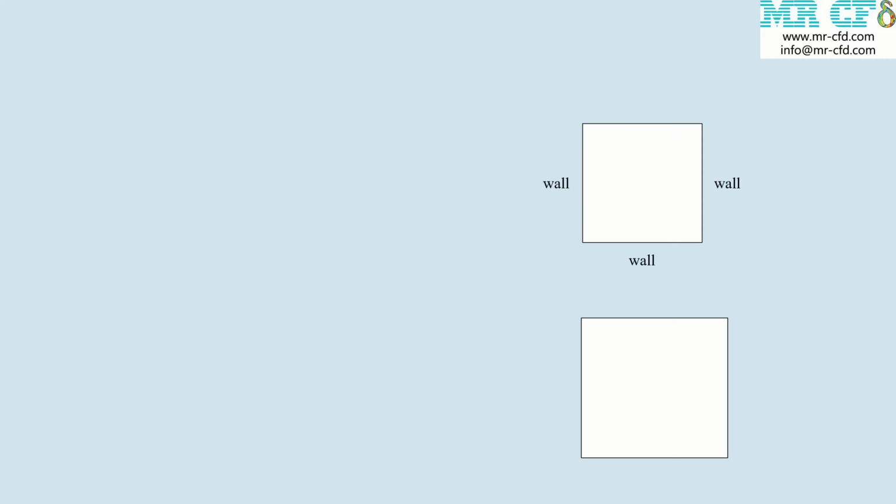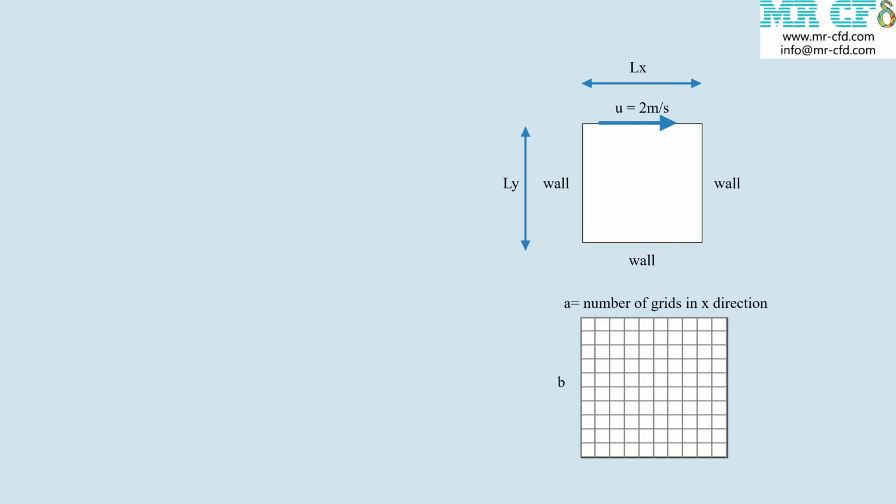The boundaries of the cavity will be a wall on the left, right, and bottom sides, and there will be a constant velocity u at the top side of the cavity. The dimensions of this cavity along the x and y axes will be denoted as Lx and Ly, respectively. The cavity will be divided into grid cells along both the x and y directions. After mesh generation, delta x and delta y can be calculated.